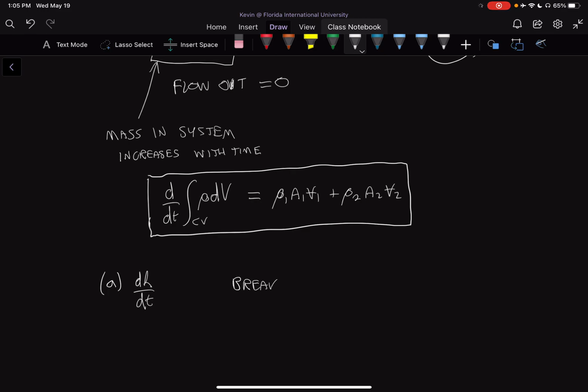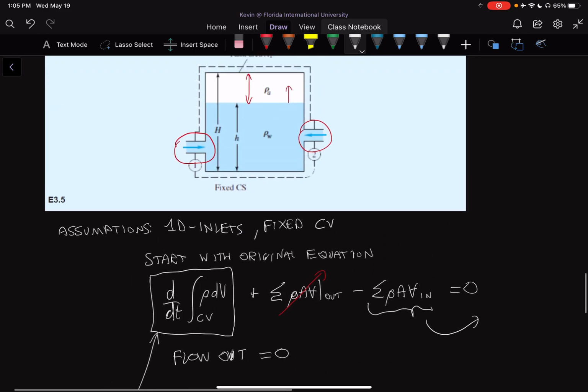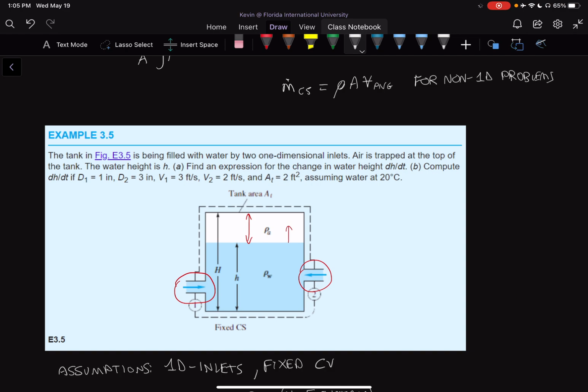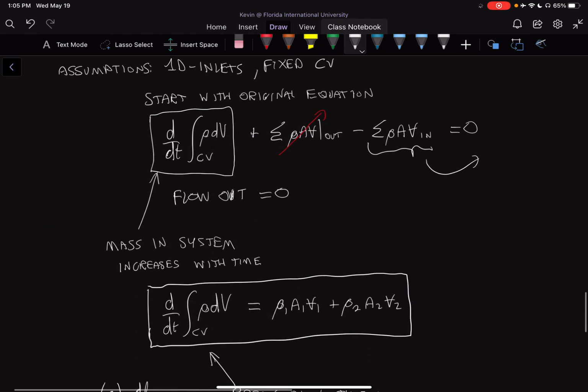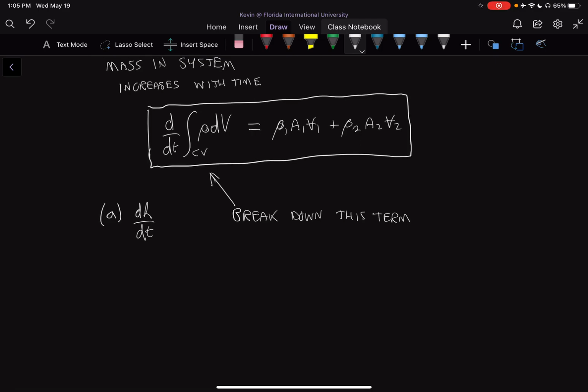We're going to have to break down this term right here, and we're going to have to try and understand what's happening within this term, okay? And we're going to break it into pieces, because there are multiple pieces within our control volume. So as you can see, our control surface circles the whole system. So we have to take into account the density of water, and we have to take into account the density of air.